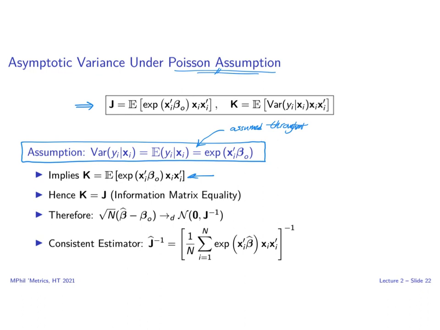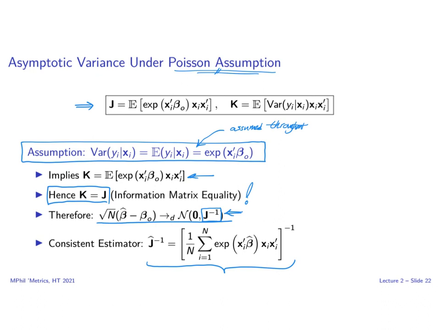Hence, under the Poisson variance assumption, k equals j, which is the information matrix equality we saw in Lecture 1. Therefore, under this assumption, the Poisson regression estimator is asymptotically normal with mean vector 0 and variance covariance matrix J inverse. A sample analog estimator of J inverse is the following quantity, which simply replaces the population expectation with a sample average and the unknown true parameter value beta naught.